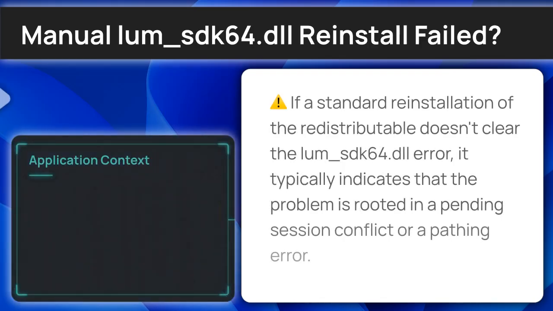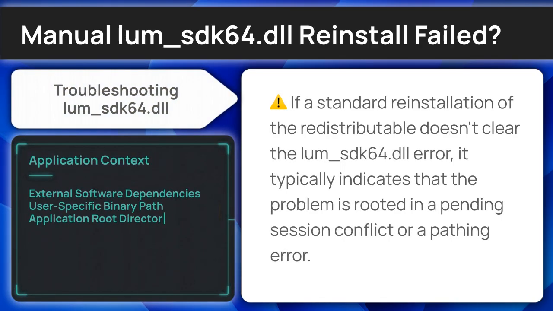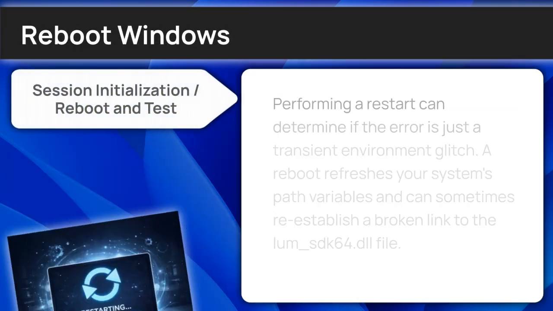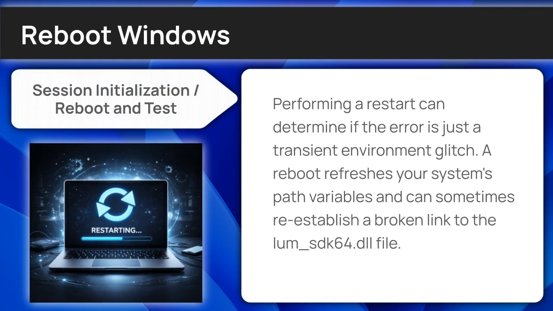If you're still stuck after the reinstall, our next priority is to check for any active blocks in the system path. A full system restart ensures that no background processes are currently locking the LUM SDK 64 file. A fresh boot allows Windows to reinitialize its library map from a clean state.